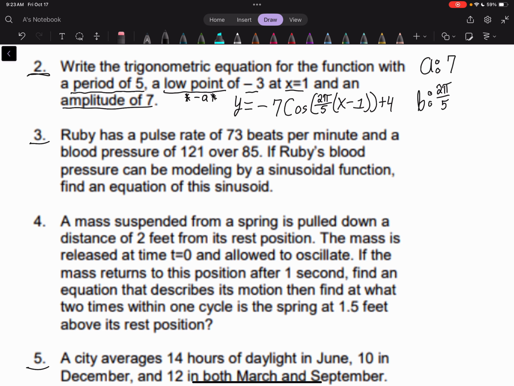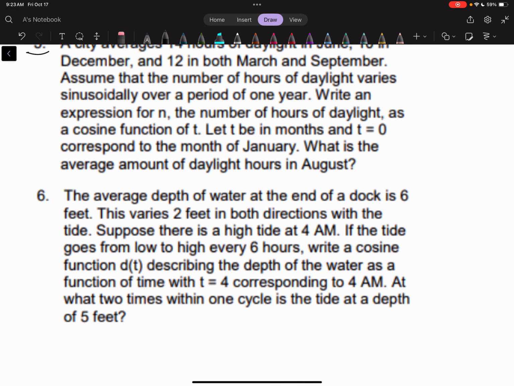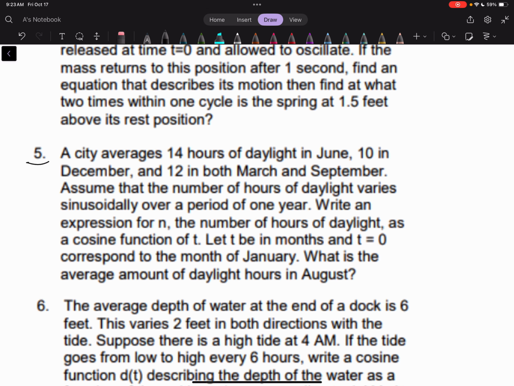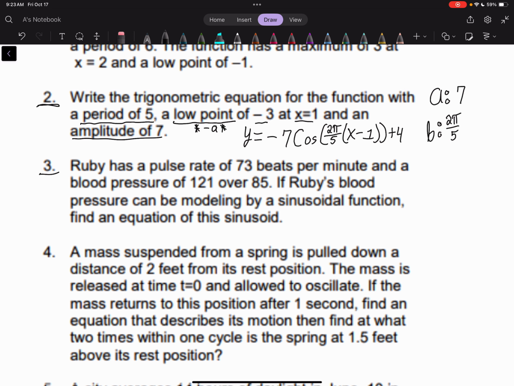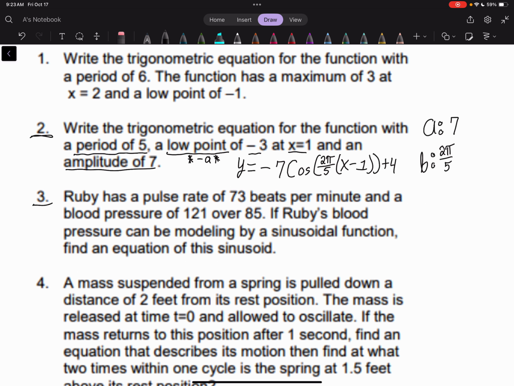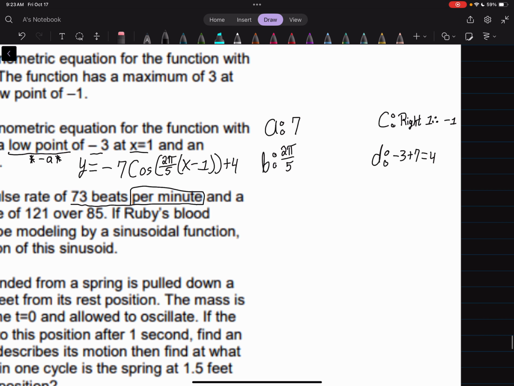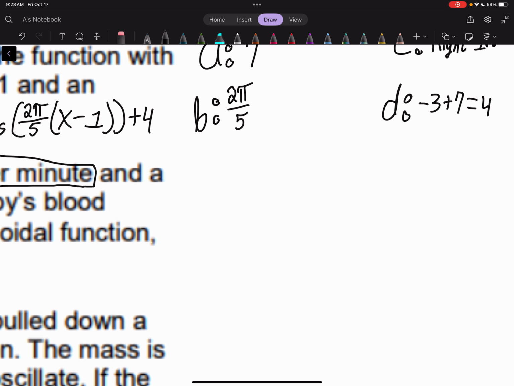Now we're going to look at a couple of problems. I think I'm doing 3. Yep, I want to look at 3 with you, and I'll let you do the rest for your work today. Ruby has a pulse rate of 73 beats per 1 minute and a blood pressure of 121/85. Her blood pressure can be modeled using a sinusoid.